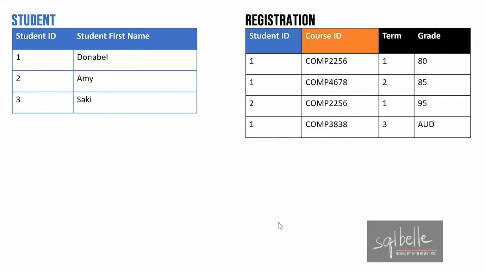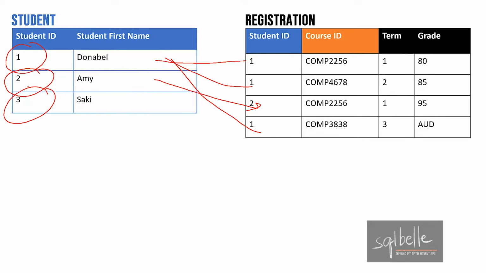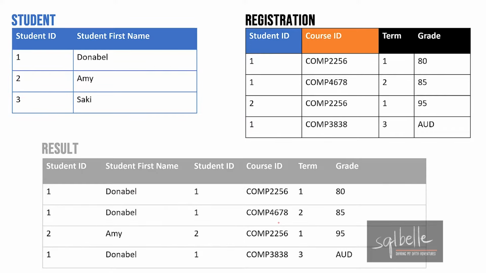For example, in here, we have student ID 1 that matches 3 times. So it's going to keep all of these records. Student ID number 2 also matches a record. However, student ID number 3 does not have a matching record in registration. Therefore, student ID number 3 will not exist in our result. So our result will only have 4 records.